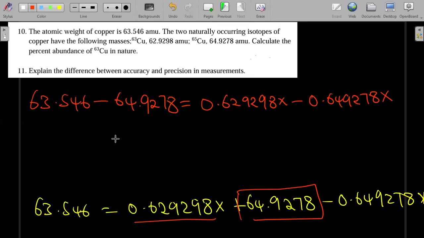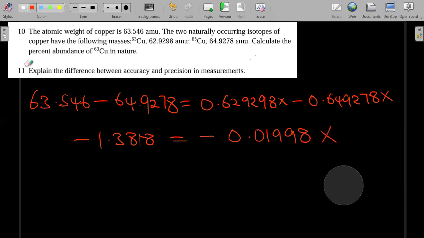Okay, so let's punch these values into the calculator. So the first one there is 63.546 minus 64.9278. So I'm going to get minus 1.3818 is equals to, and then on the other side, I have 0.629298 minus 0.649278. So here I'm getting minus 0.01998x. Okay, so from there now I can find my x, right?